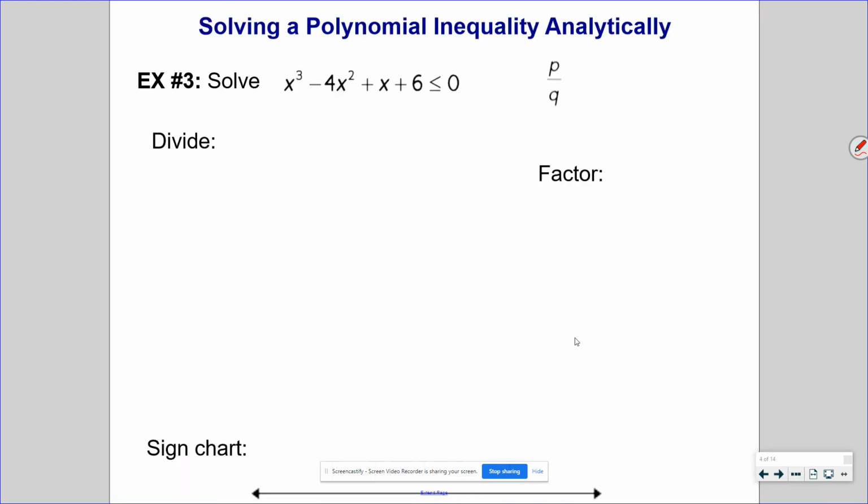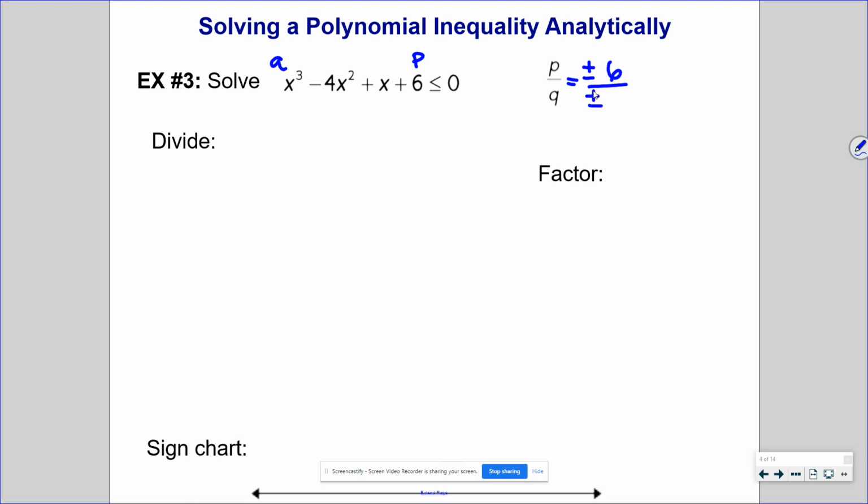All right, let's look at something different. So it says solve a polynomial inequality analytically. So what we're going to do is solve this equation first using synthetic division. We're going to begin by doing P over Q, and this is like what we've been doing for a while now.